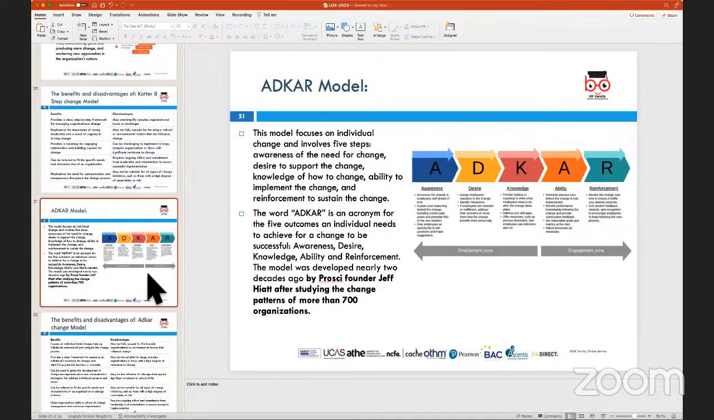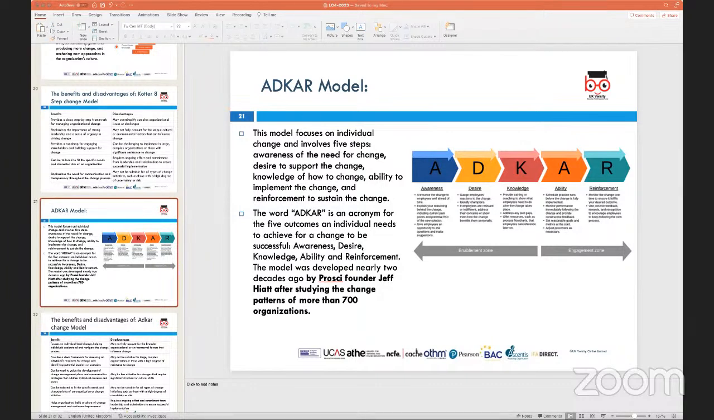The third model is the ADKAR model. Now, in this particular model, Prosci, who was the founder, came across this model after studying 700 different organizations. So when we talk about the ADKAR model of change, we are looking at a structured approach to managing change by focusing on the 5 key drivers which are required to bring across a successful change within the organization.